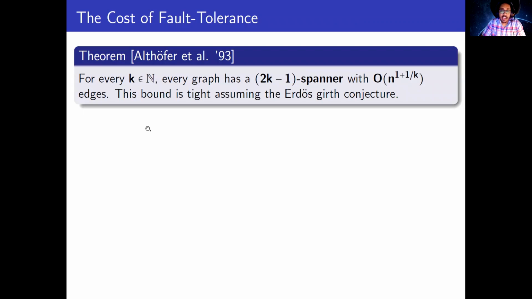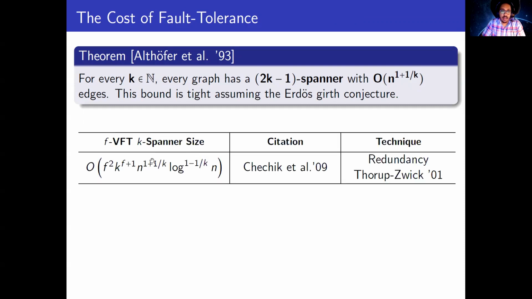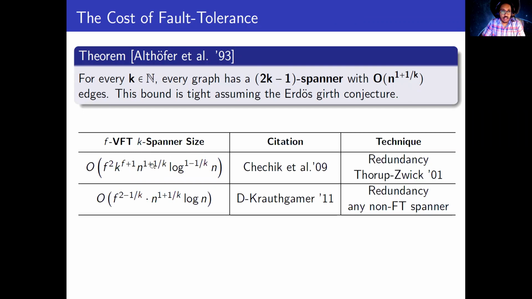And now that we have a tight bound for spanner size, one might ask the following question: how much will it cost me to add the fault tolerance property? Well, let's take a look at some of the past work in this area. In 2009, Chechik et al. gave the first spanner construction for general graphs, which had an added cost of f squared k to the f plus 1, log to the 1 minus 1 over k, n. Two years later, Dinitz and Krauthgamer gave a construction which had an added cost of f to the 2 minus 1 over k, log n.